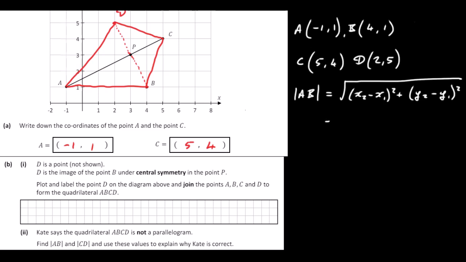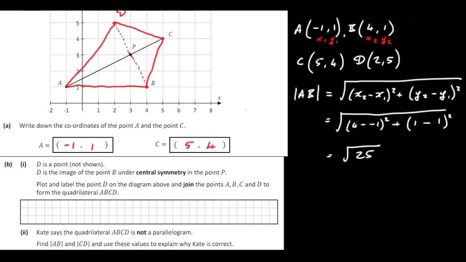So let's just stick in some numbers here. We're going to do AB first, so I'm going to just stick in x1, y1, x2, y2, and we'll just stick those numbers in here. So it's the square root of x2, which is 4, minus x1, which is minus 1, we've got to square that, plus y2, which is 1, minus y1, so it's 1 minus 1. So what we end up with here is 4 plus 1, which is 5, square 5, you get 25. So it's the square root of 25. Here we're just going to get 0, and that gives us 5.